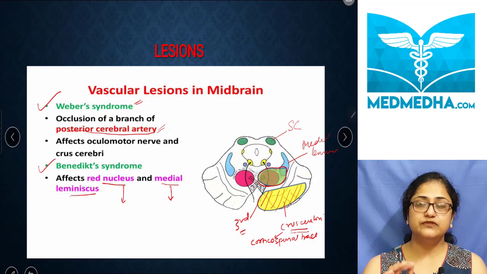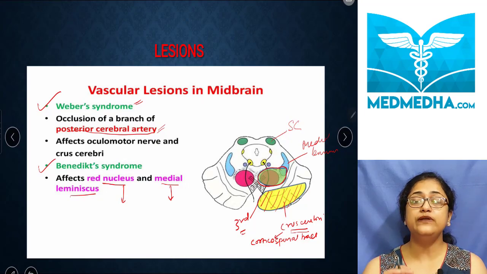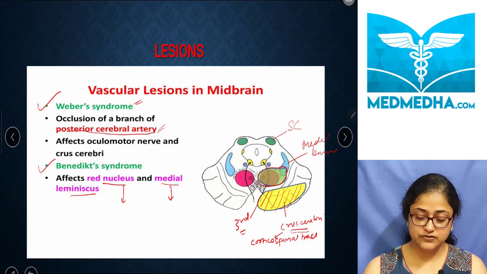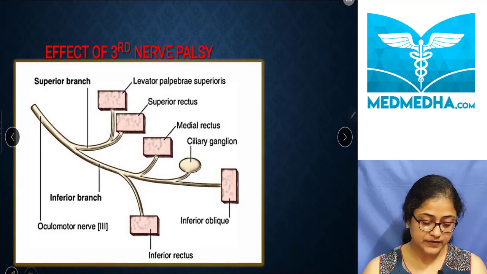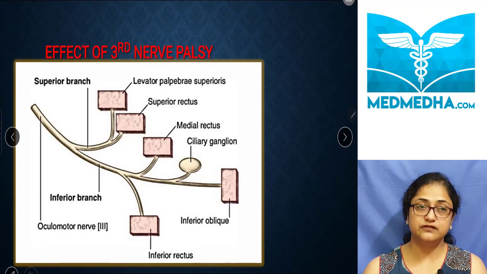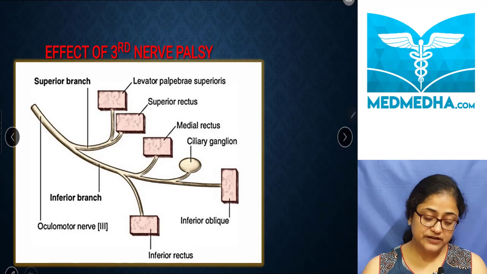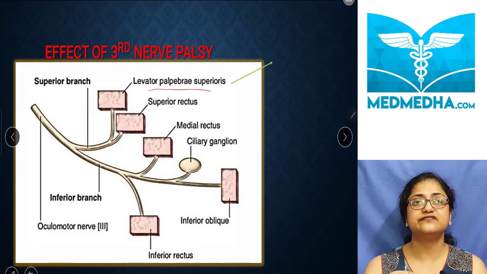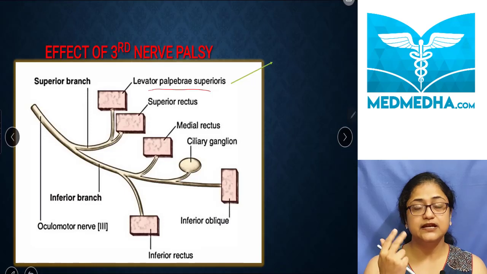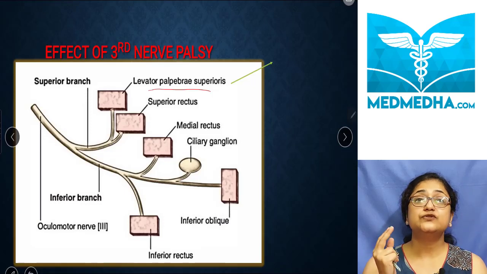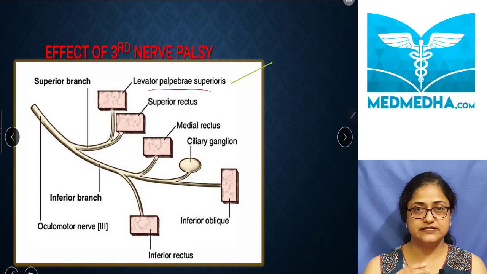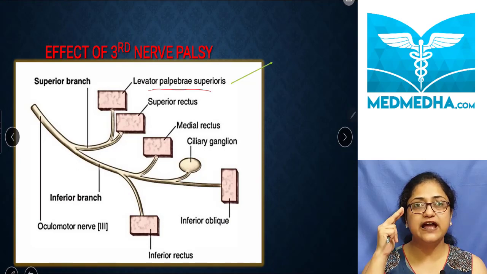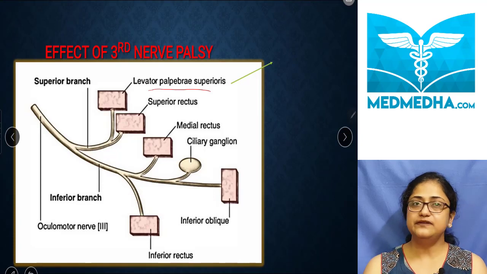So, we have to now specify in this lecture how you will detect a person having a third nerve palsy. What is the effect of a lesion of the third nerve? Here in this picture, we have discussed the distribution of the third nerve. The superior ramus supplies the levator palpebrae superioris muscle. Levator means it will elevate, palpebra means the lid, superioris means the upper lid. So, the function of the levator palpebrae superioris is to elevate the upper lid. You open your eyes because of the levator palpebrae superioris.